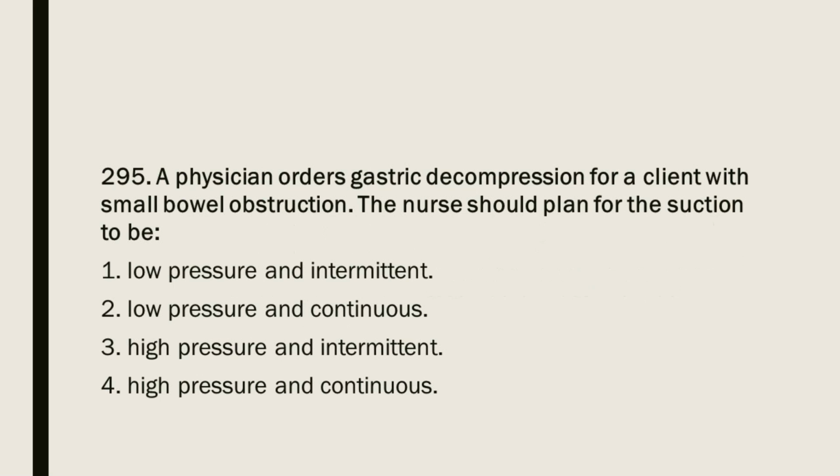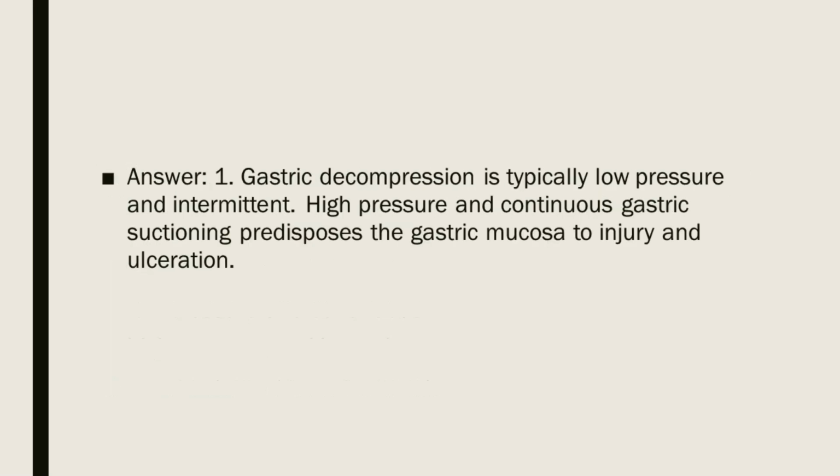295. A physician orders gastric decompression for a client with small bowel obstruction. The nurse should plan for the suction to be: 1. Low pressure and intermittent. 2. Low pressure and continuous. 3. High pressure and intermittent. 4. High pressure and continuous. Answer: 1. Gastric decompression is typically low pressure and intermittent. High pressure and continuous gastric suctioning predisposes the gastric mucosa to injury and ulceration.